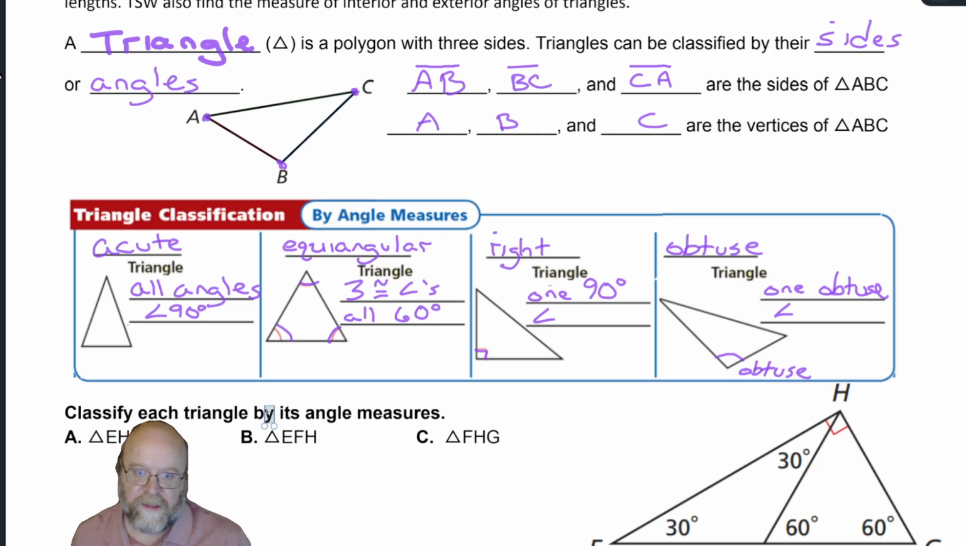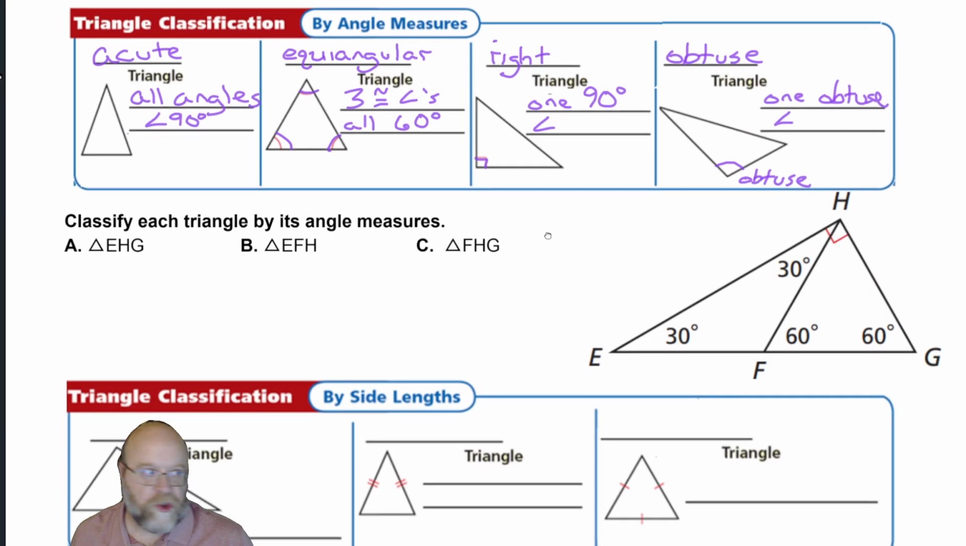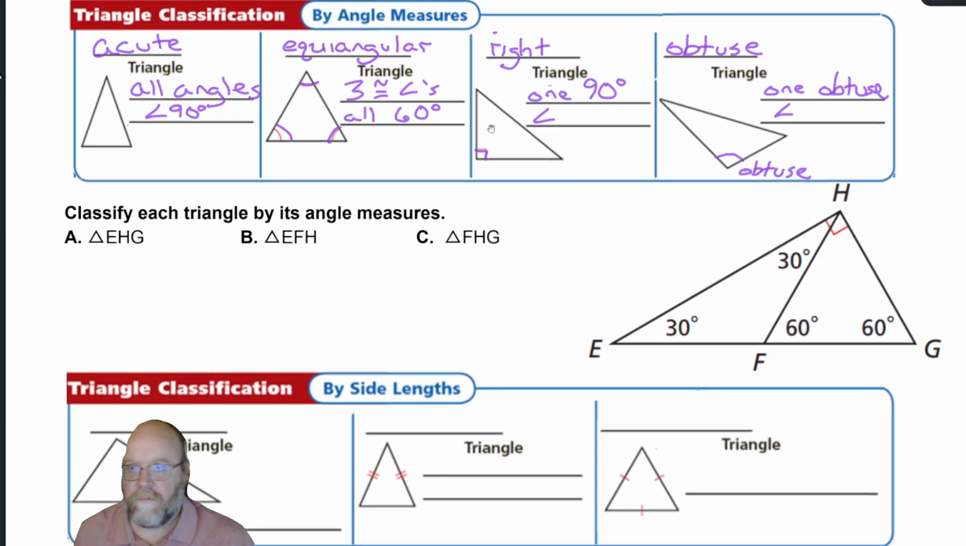So just once again, if you have all acute angles, it's an acute triangle. If you have a right angle, it's a right triangle. If you have one obtuse angle, it's an obtuse triangle. If they're all congruent, you got an equiangular triangle.